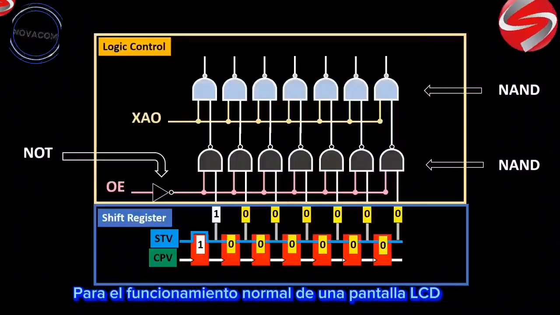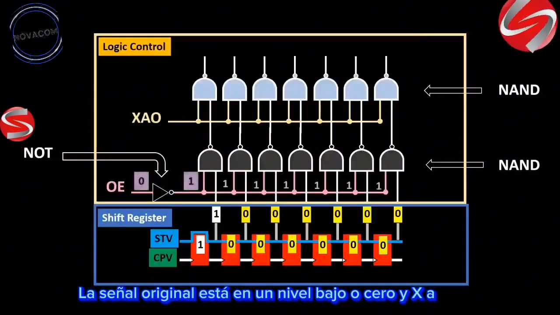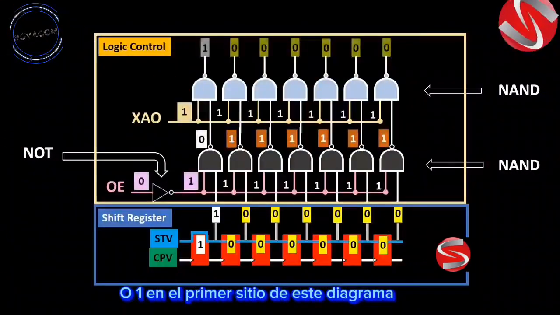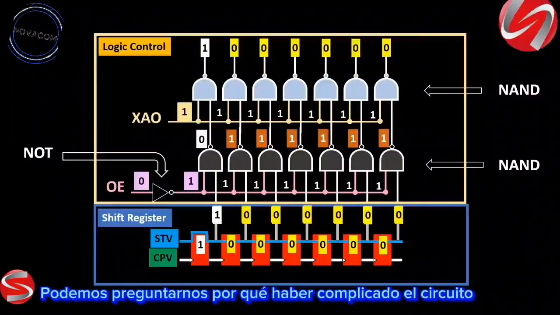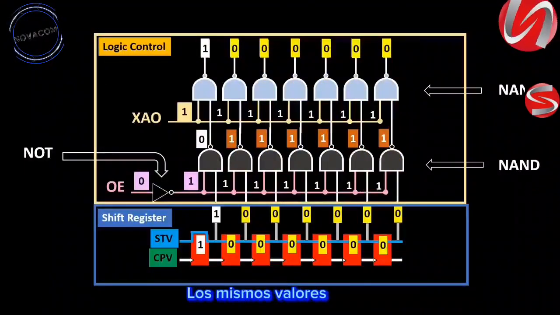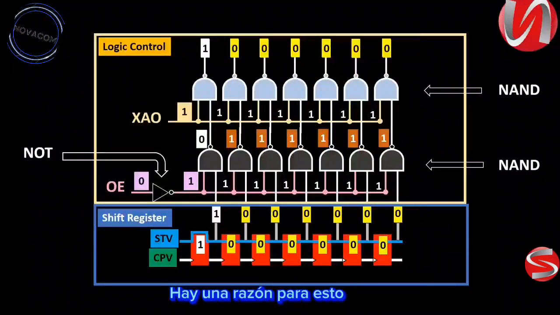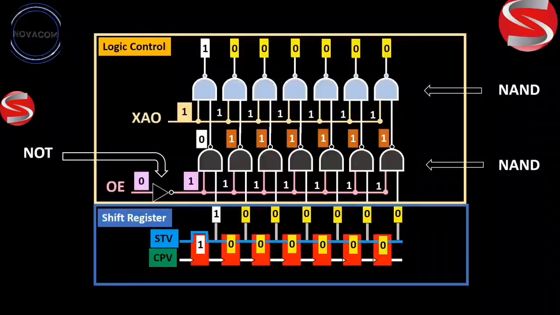For a normal operation of an LCD screen, the OE signal is at a low level or 0 and XAO is at a high level or 1. At first sight of this diagram, we can wonder why the circuit has been complicated to finally find at the output of the NAND gates the same values as at the output of the shift registers. There is a reason for this, which will be developed in a moment.